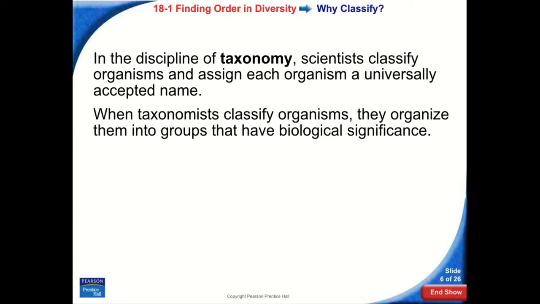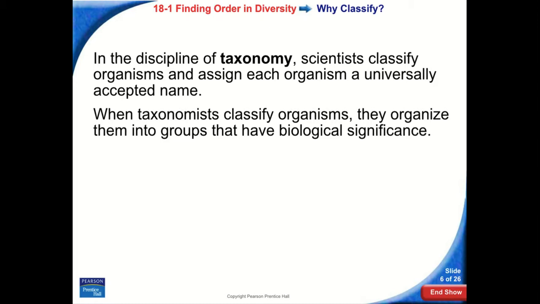So in taxonomy, scientists classify organisms and assign each of them a universally accepted name. And this is so that everyone in the science community can understand what it is and what its name is. And they organize organisms into different groups based on their characteristics. And the idea is that they have some kind of significance in terms of biology. So the characteristics they share puts them into groups.